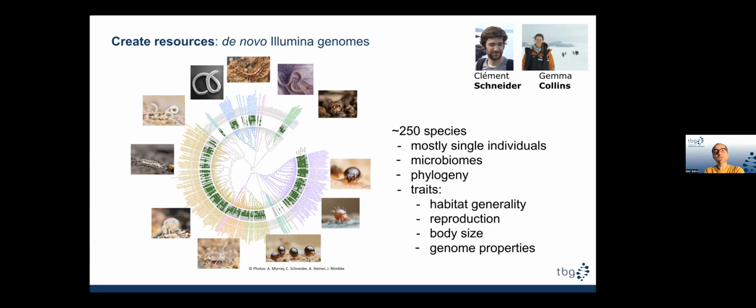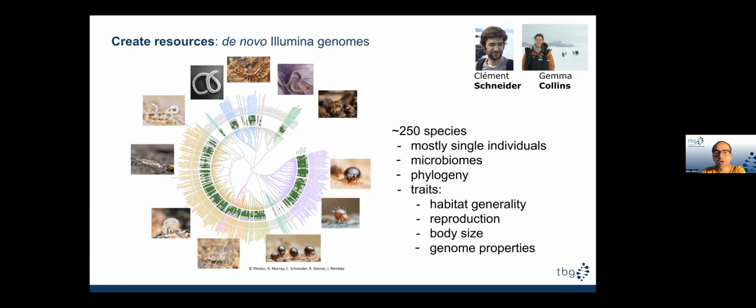Most of these soil invertebrate genomes were done from single individuals, except the nematodes, which are mostly very small, and there we are pooling several specimens from cultures. They were sequenced to a fixed depth of about 10 gigabases each species, and they were assembled.